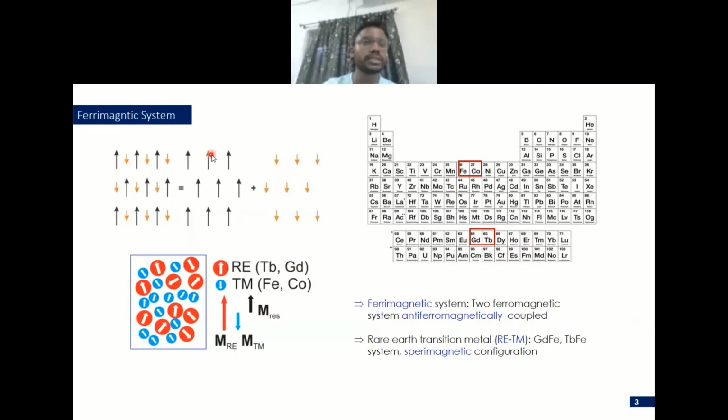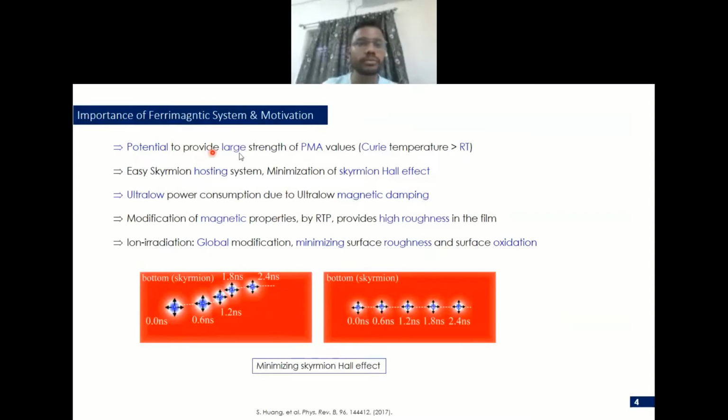So let's see the importance of this ferrimagnetic system. Yes, this system can provide large PMA values as compared to Co/Pt multilayers and other cases. And also this system can host magnetic skyrmions, which are supposed to be the next generation storage device. And in this system, as this is anti-parallel coupling, you can reduce the stray field contribution so that you can minimize the skyrmion Hall effect, so you can get the output at the desired location. And of course, as the previous speaker spoke about oxides, if you make the oxide of a ferrimagnetic insulator like YIG, there you can get ultra low magnetic damping, which will be useful for ultra low power consumption.